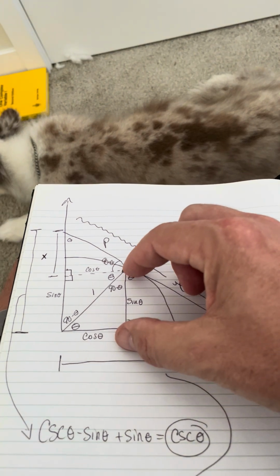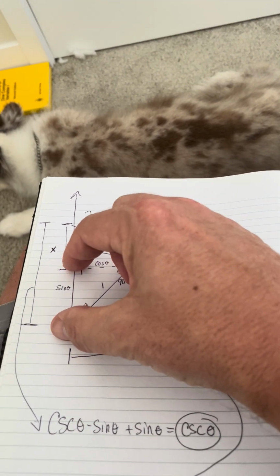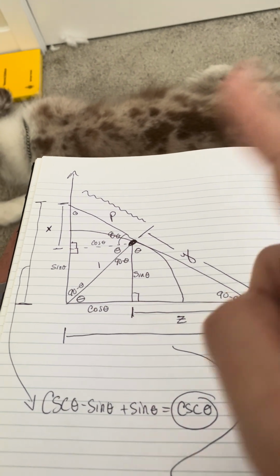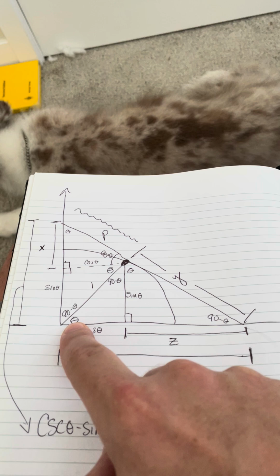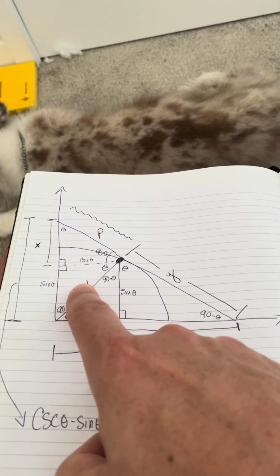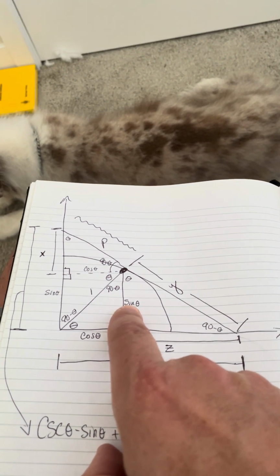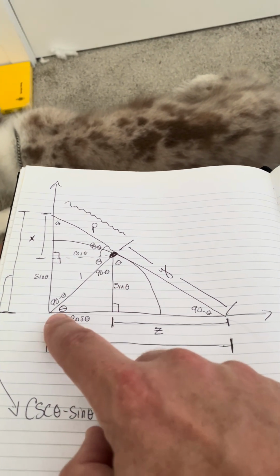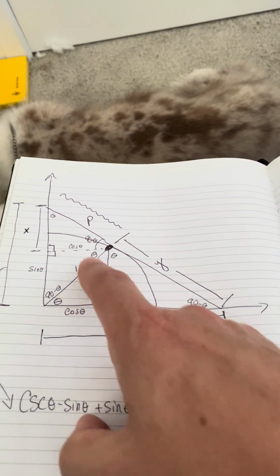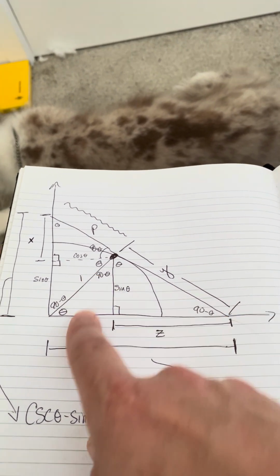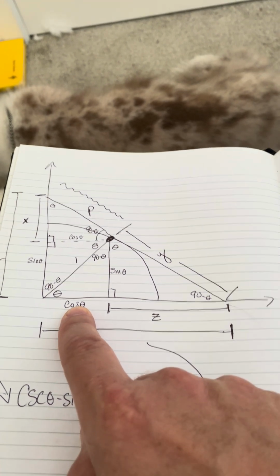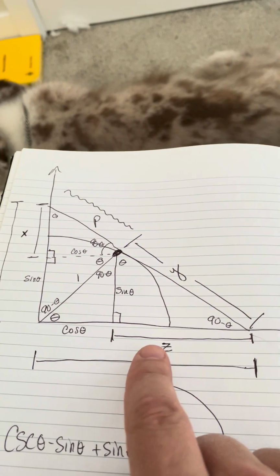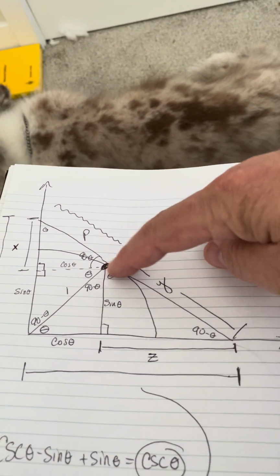So what I've done is I basically said, well, this piece is sine because that piece is sine. This piece is cosine because that piece is cosine. Because the sine of the angle is the opposite over the hypotenuse. And if the hypotenuse is 1, then that piece is the sine of theta. And cosine is adjacent over hypotenuse. So if that is 1, then that's just the cosine of theta.